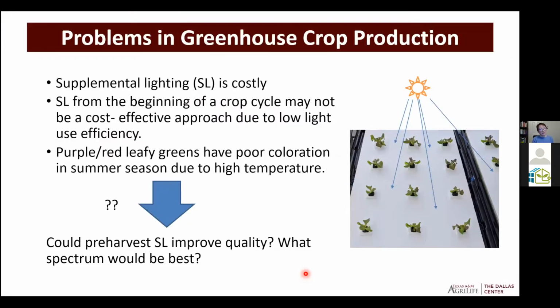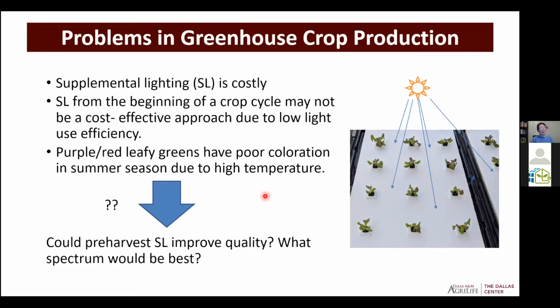Then the problem is, of course, even in Texas, supplemental lighting is very costly. Imagine you need to have the fixtures and also the electricity, which is going to increase the production cost. And supplemental lighting from the beginning of a crop cycle may not be a cost-effective approach for many crops. As you can see from these photos, if you add supplemental lighting when the plants are small, a lot of photons, a lot of light, is going to land on the empty space, which is a waste.